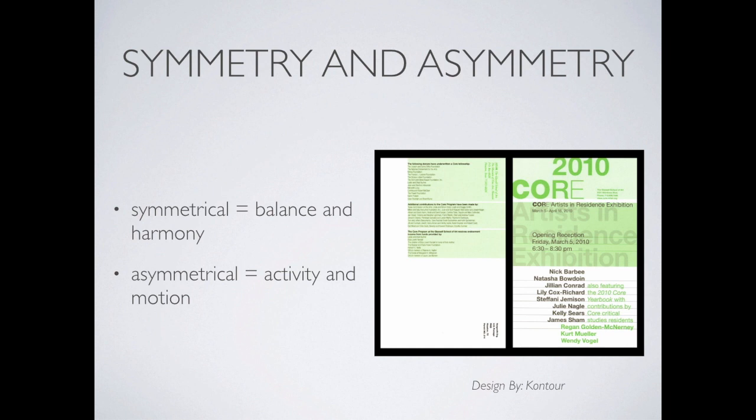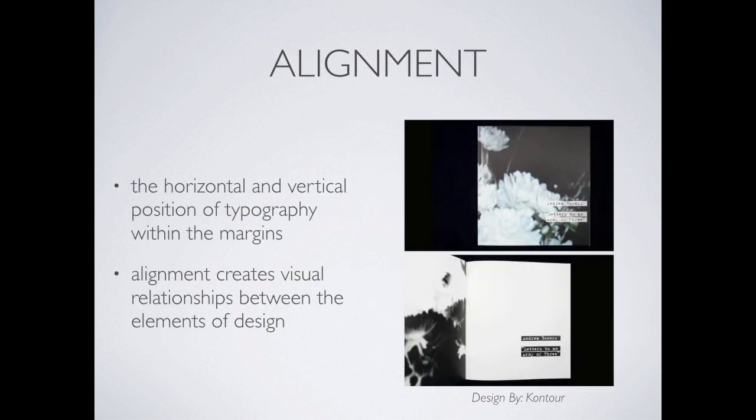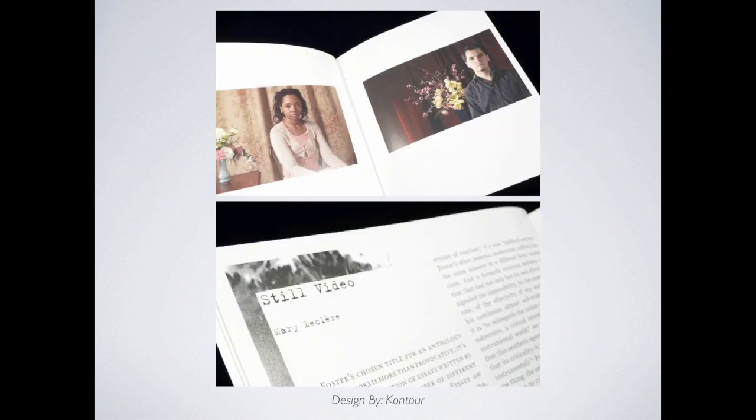Symmetry and asymmetry. Symmetrical is obviously balance and harmony. One side is the same as the other side. Asymmetrical, it's a little bit more chaotic, but it can provide some interest or some focal point. Alignment is the horizontal and vertical position of the type within the margins of the page itself. The alignment creates the visual relationships between images and text, or between text and text, that create all of the elements of the design.